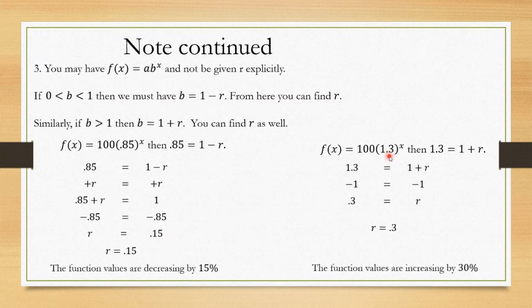Whereas over here, we have 1.3. In this case, it's greater than 1, so we know that we can rewrite it as 1 plus r, and we can figure out what r is. By being able to write it as 1 plus r or 1 minus r, it just makes it easier to analyze. Because remember, once you know what r is, you essentially know by what percent the function's values are increasing or decreasing. So here, 1.3 is 1 plus r. It's going to be plus because this base is bigger than 1.